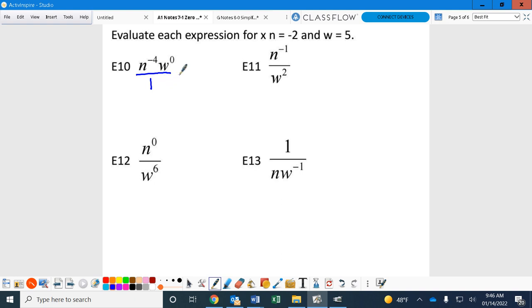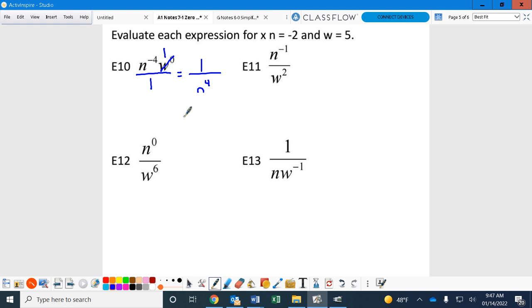Here we go. That n comes first alphabetically. I'm going to move it to the bottom. I'm going to make it n to the 4th. The w, guys, w to the 0. What is w to the 0 actually equal to? 1. So what's the only thing left on top? 1. That's it. That is going to be a much easier problem to plug into than the other one.